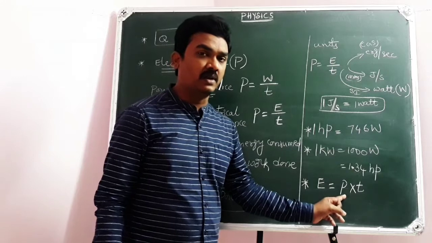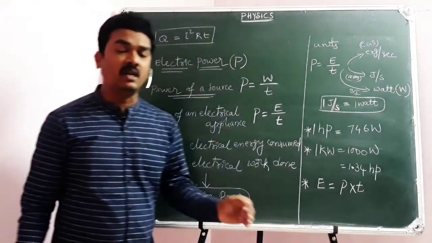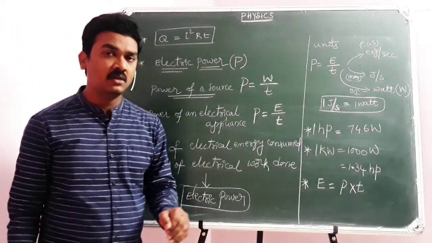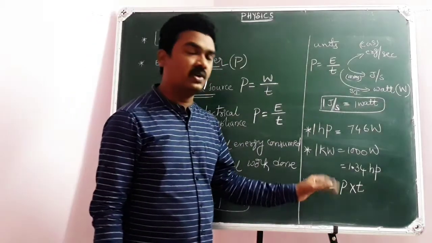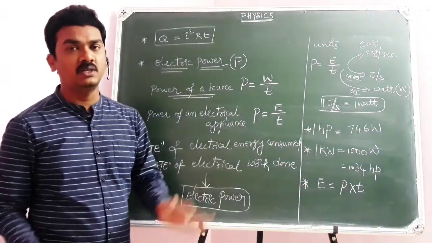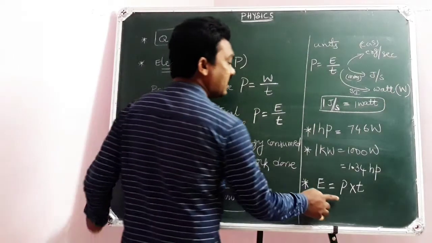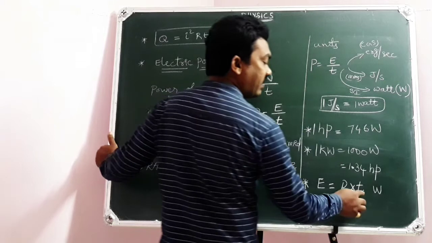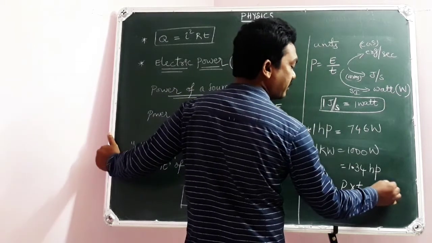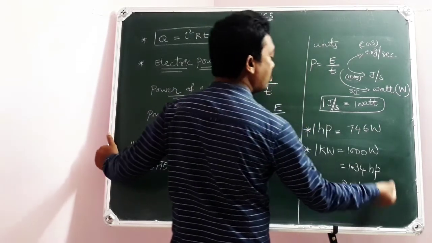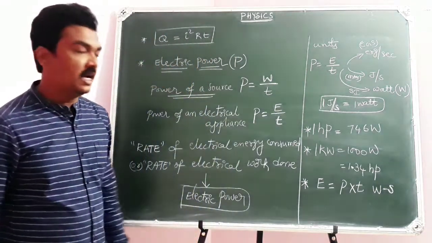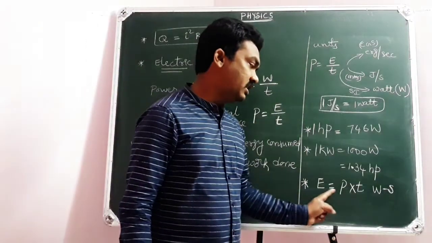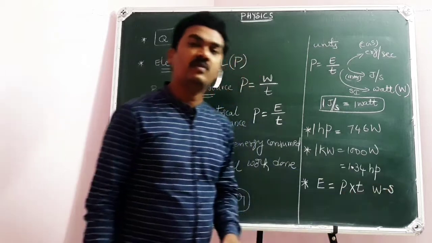where P is the power of the electrical appliance, T is the time interval for which the appliance consumes the electrical energy. E is equal to P into T. Coming to units, electric power will be measured in terms of watt and the time will be measured in terms of second. So watt second. Electrical energy consumed, E is equal to P into T.